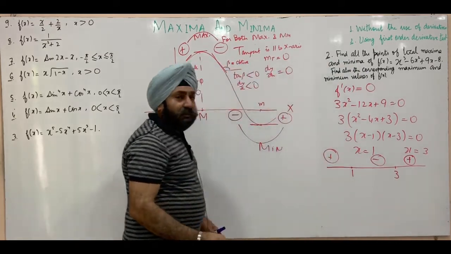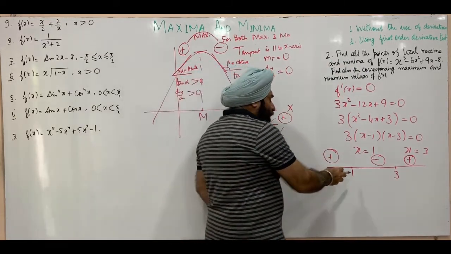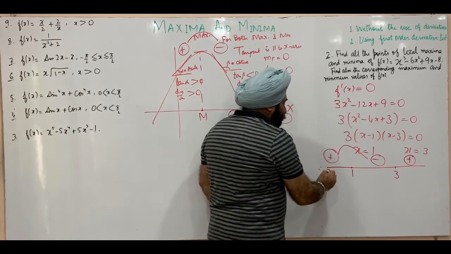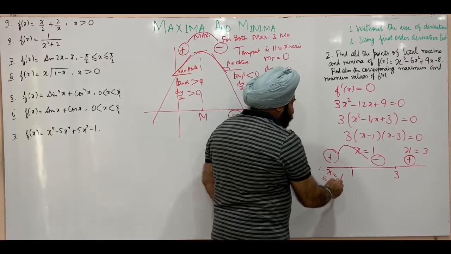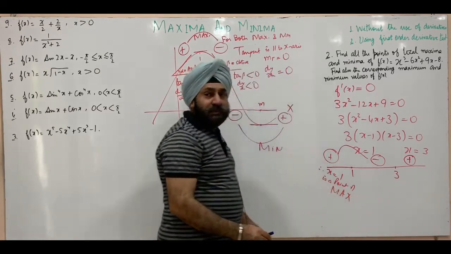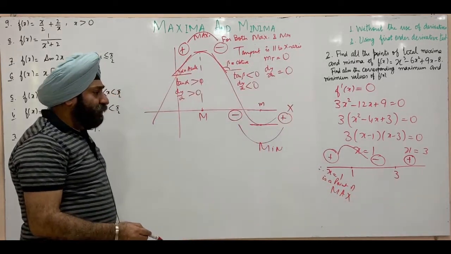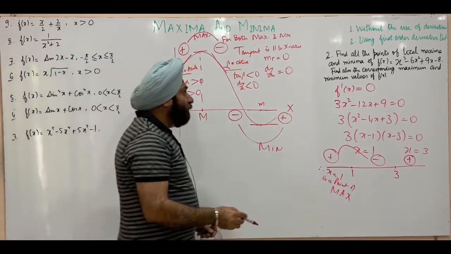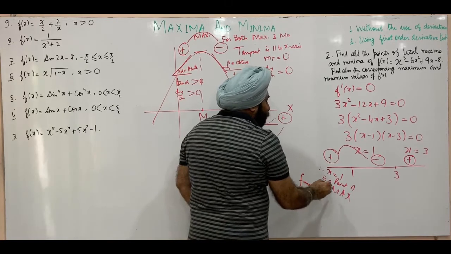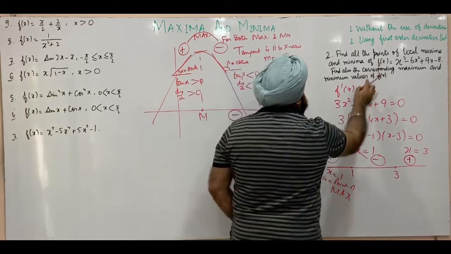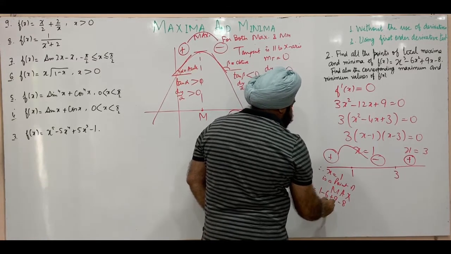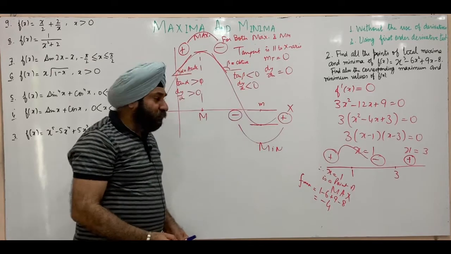So what type of critical point is 1? The derivative changes sign from positive to negative. Therefore, can we say x is equal to 1 is a point of maxima? If it changes from positive to negative over the critical point, then it's a point of maxima. And what about the maximum value? For the maximum value, we put x is equal to 1 in f of x. This is 1 minus 6 plus 9 minus 18. So that's minus 4. The maximum value of the function is minus 4.